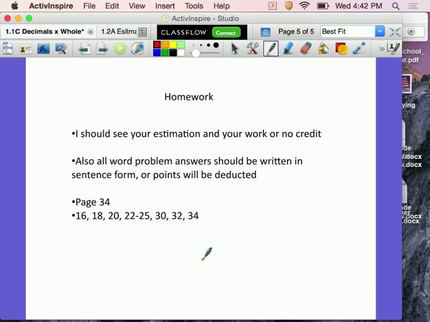And then your homework tonight, page 34, here are the numbers, should be on the backboard as well. But make sure not to forget your estimation. I need to see that you're actually doing that in your work, or I won't give you credit. And don't forget, all word problem answers should be written in sentence form. 4 points are going to be deducted from your assignment. Get to work.